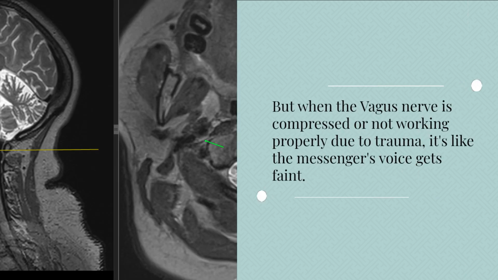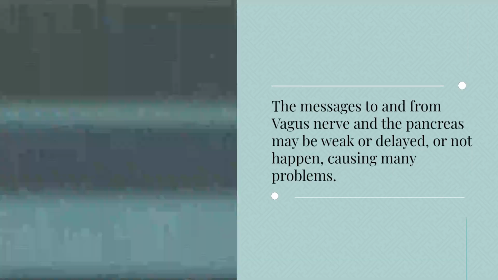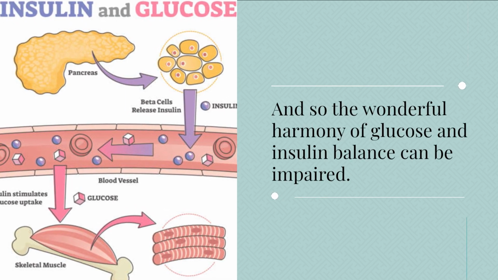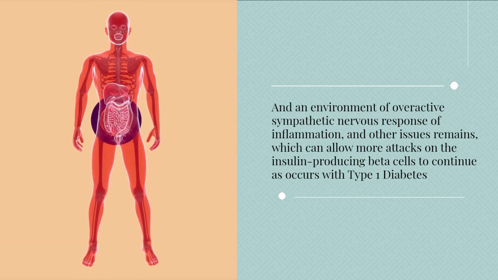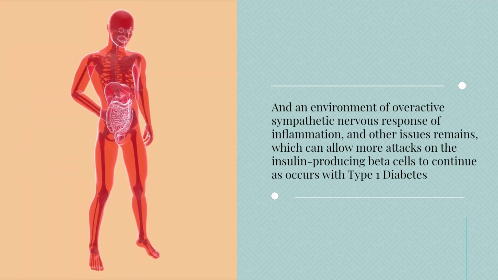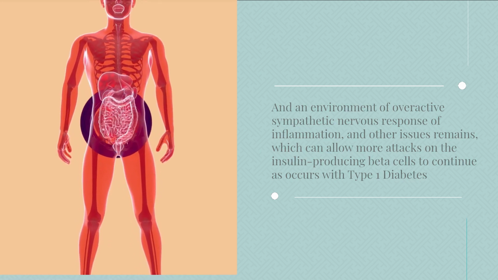But when the vagus nerve is compressed or not working properly due to trauma, it's like the messenger's voice gets faint. The messages to and from the vagus nerve and the pancreas may be weak or delayed, or not happen, causing many problems. And so the wonderful harmony of glucose and insulin balance can be impaired. And an environment of overactive sympathetic nervous response of inflammation, and other issues remains, which can allow more attacks on the insulin-producing beta cells to continue as occurs with type 1 diabetes.